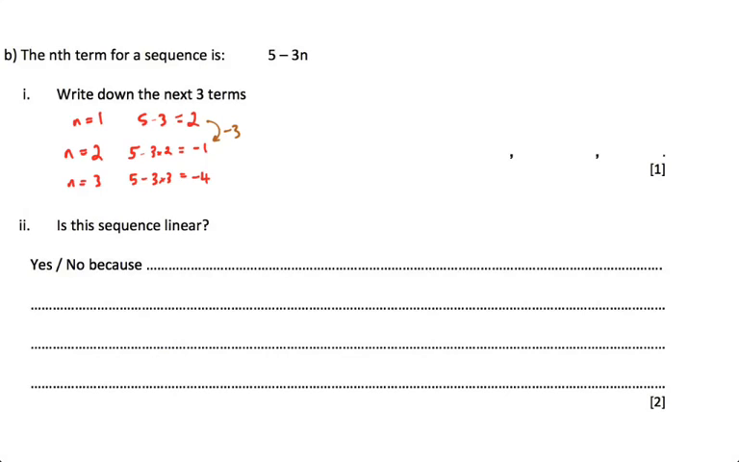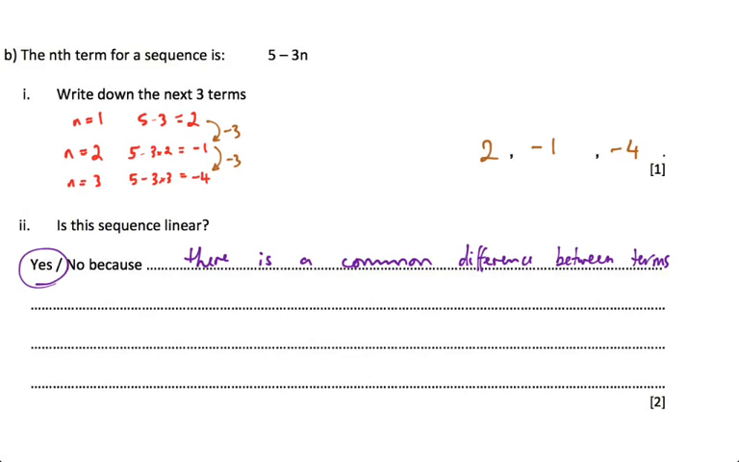You can see that it's a bit like the minus 3 times table, as it should be. It goes down by 3 each time. So the question then is, is this sequence linear? And the answer is yes. Why? Because there is a constant or a common difference between terms. That's what you might have written, something along those lines, something that said the difference between each term is the same. Anything like that would have got you the 2 marks there. Okay. Next question.